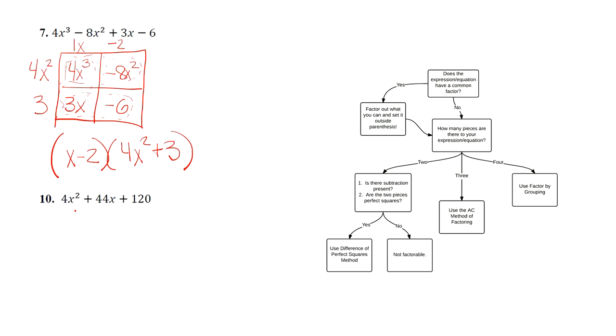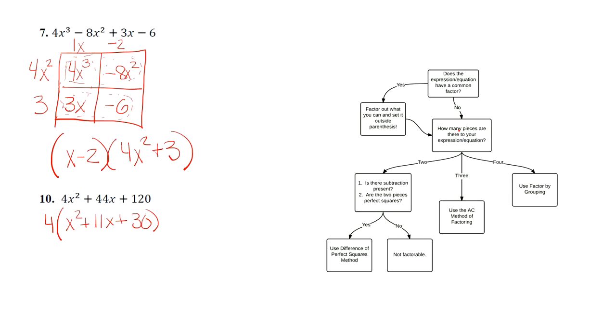Alright. Let's look at number 10 as well on your worksheet. So that is 4x squared plus 44x plus 120. So now, guys, let's start at the top. Does the expression have a common factor? 4, 44, 120. 4 comes out, right? You can divide a 4 by all of those. So let's take out that 4, factor it out. So I'll have x squared plus 11x plus 30, right? 120 divided by 4? Yeah, that's 30. Okay, so we factored it out.